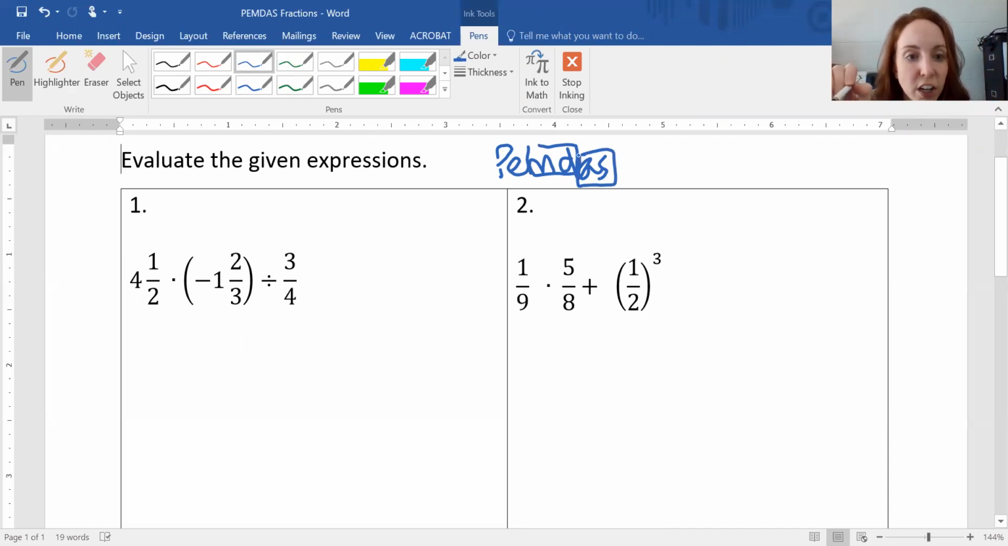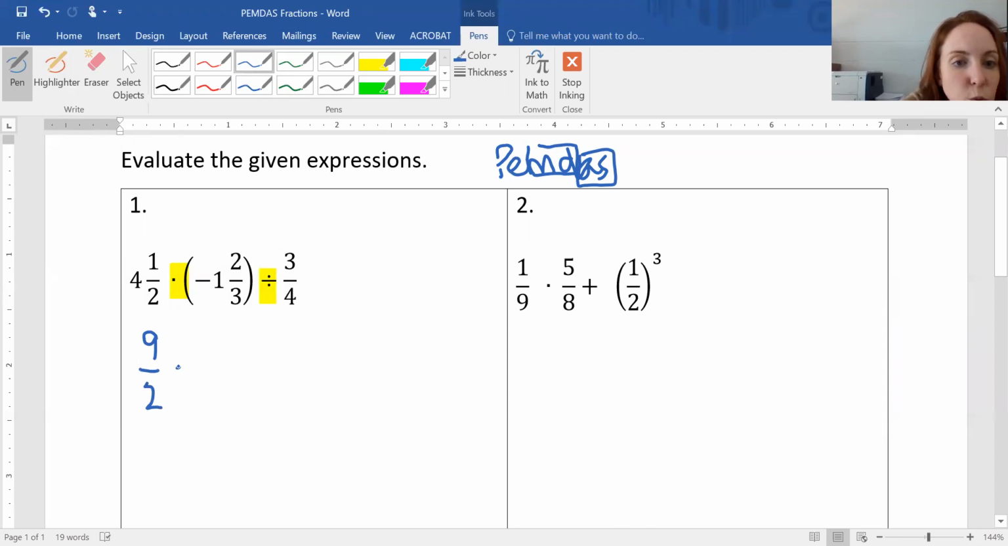So if you take a look in the first question, we have multiplying and dividing. And as I just said, it just depends which one comes first. So the multiplying comes first. So we're going to do that first. As you can see, there are some mixed numbers in there. We need to turn them into improper fractions. So you take your 4 times the 2 is 8 plus 1 more is 9 halves.